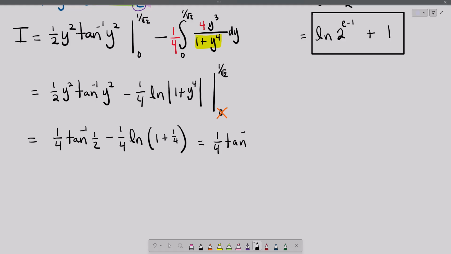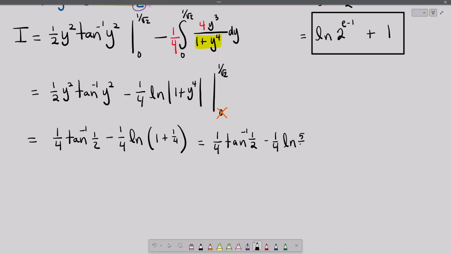Arctan of 1/2, there's nothing we can do with that. We don't know an angle that has a tangent value of 1/2. If it was inverse sine or inverse cosine, yeah, we could simplify that because we know places on the unit circle where the sine is 1/2 or the cosine is 1/2, but not where tangent is 1/2. The only arctan thing we usually simplify is arctan of 1. Arctan of 1 is the angle that has a tangent of 1, which is pi/4. So then minus 1/4 natural log of 5/4.